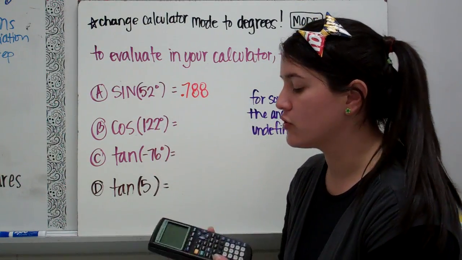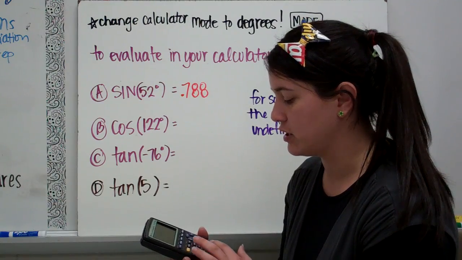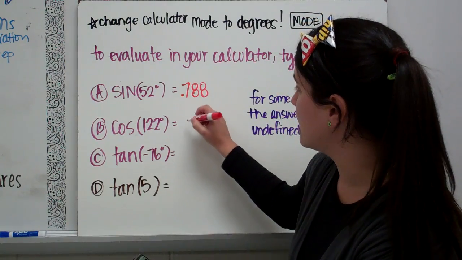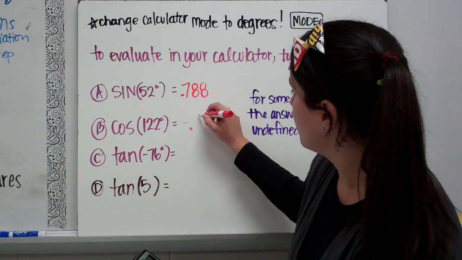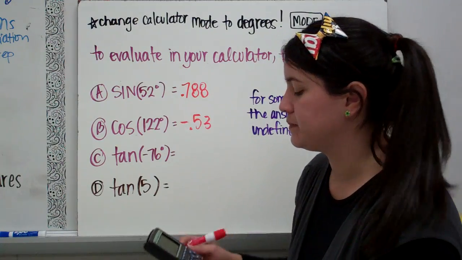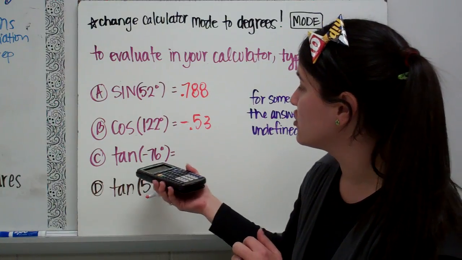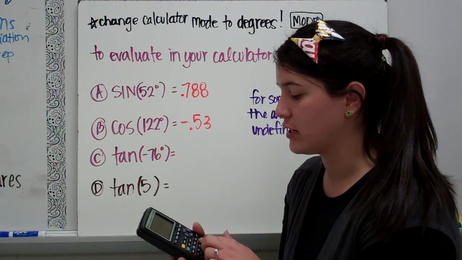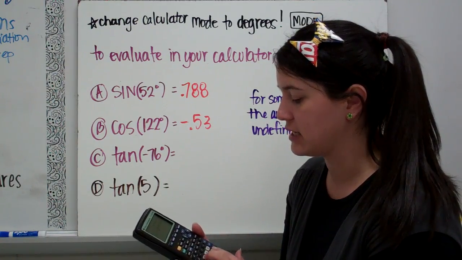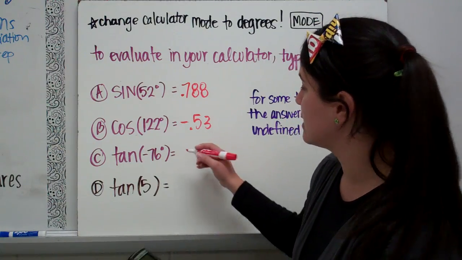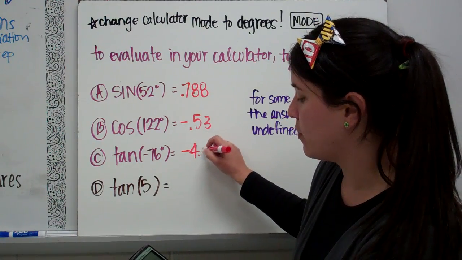Cosine of 122 degrees. I hit cosine of 122, and I get negative 0.53. Again, I've changed my mode to degree. Tangent of negative 76 degrees. You hit tangent of negative 76, and it's negative 4.01.